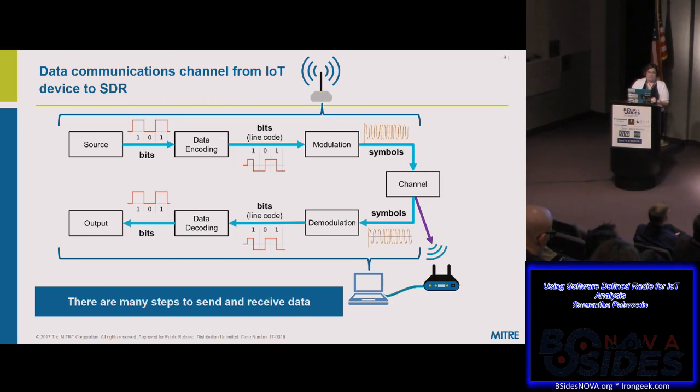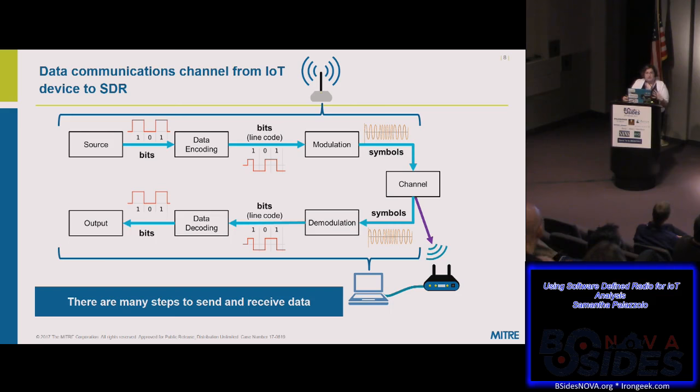Data communication channels for IoT device to SDR. This is actually a data communications channel diagram for visual communications, and I've modified it to show an example of some of the steps we're going to go through in the talk. We start off at the top with the IoT device, and it has some kind of packet format. The packet format gets broken down into bits, and then there's data encoding.